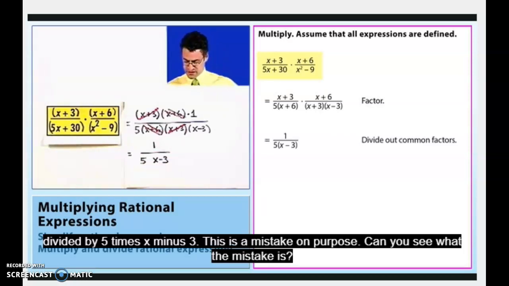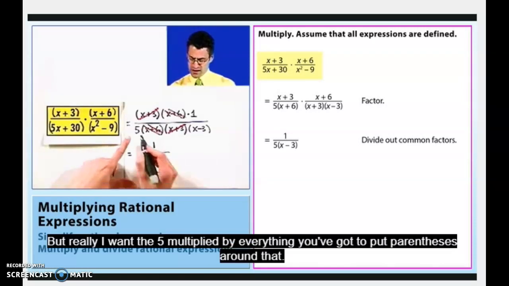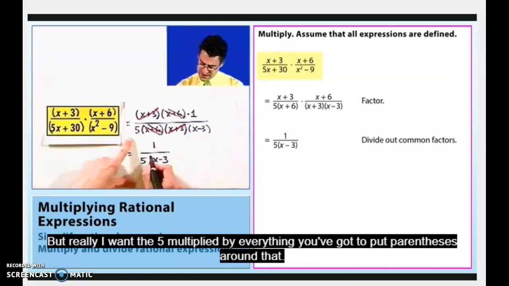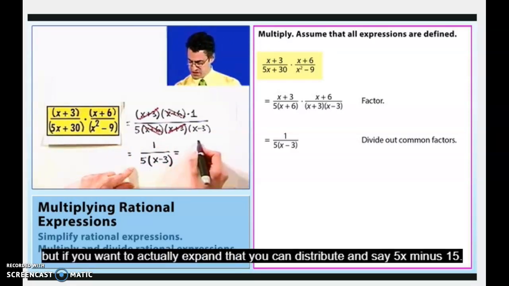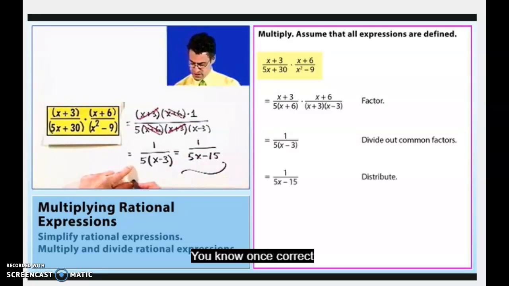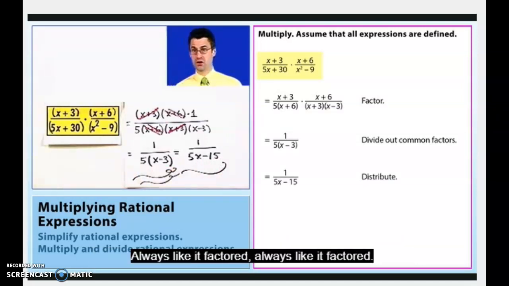This is a mistake on purpose. Can you see what the mistake is? This just says 5x minus 3. But really I want the 5 multiplied by everything. You've got to put parentheses around that. So that's how I write the answer. But if you want to actually expand that, you can distribute and say 5x minus 15. Either one's correct. If you want to know my favorite, I kind of like this factor. Always like it factor.